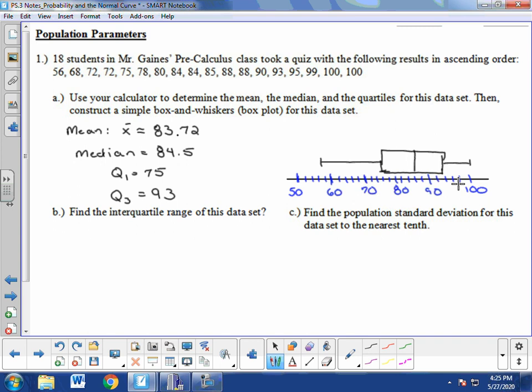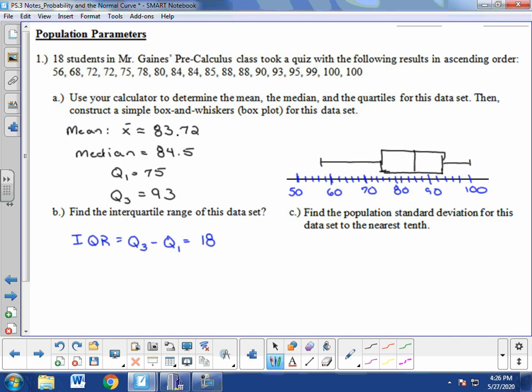In part B, it asks us to find the interquartile range of this data. So the interquartile range is the amount of data points that exist between quartile 1 and quartile 3. So I'm going to abbreviate this as IQR. To find the interquartile range, we can take quartile 3 minus quartile 1, which would be 93 minus 75, which is 18. So there are 18 score values that exist between the first quartile marker and the third quartile marker.